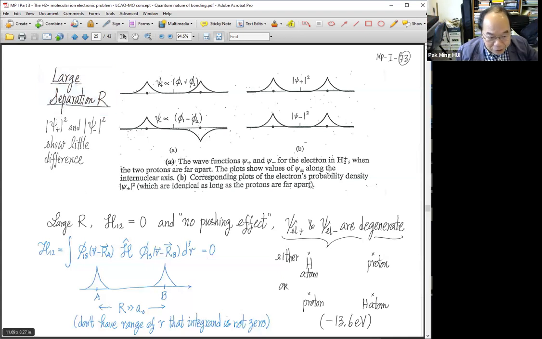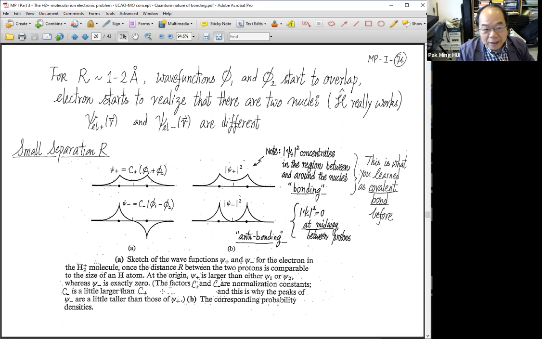Okay? So this is what I try to depict here. They are so far away, by many Bohr radii, that they don't care about each other, and there's no pushing effect. Because if you look at H12, this is this thing, this is this thing. Nowhere is there a region where they are together not 0. So this integrand is almost 0 everywhere. There's nothing in the off-diagonal element, nothing to push the atomic states.